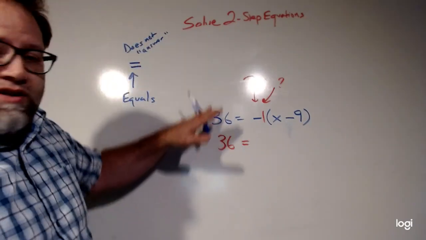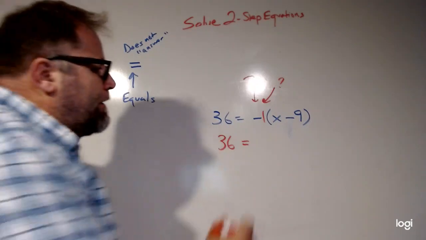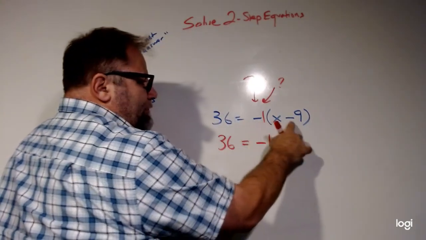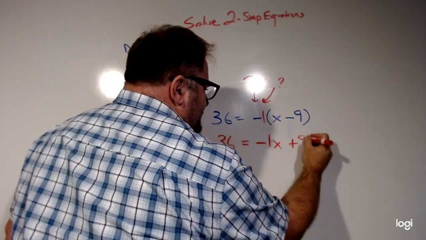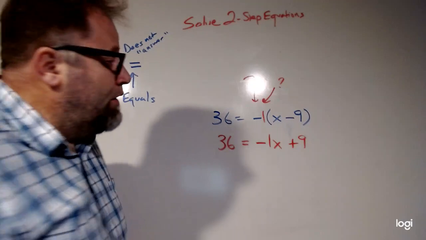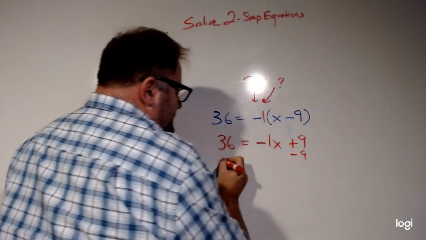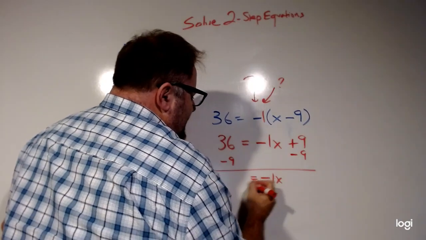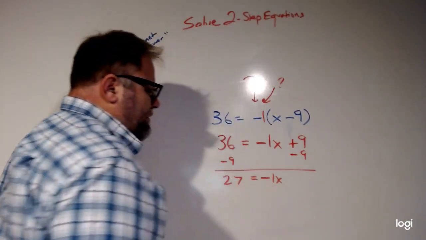Not going to touch this side. This side, nothing's going on. -1 times x is -1x. -1 times -9, positive 9. And then we do our math. All right, we're going to subtract 9, subtract 9. We're going to get -1x equals 27.